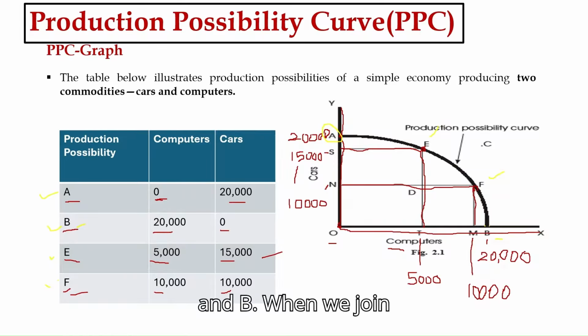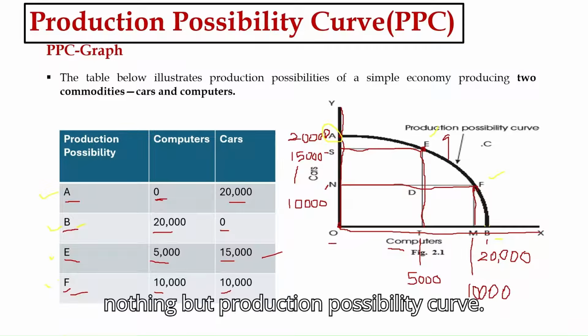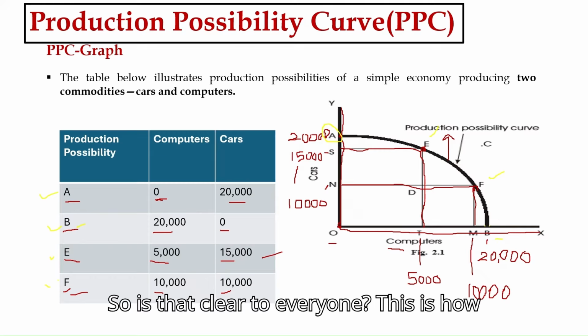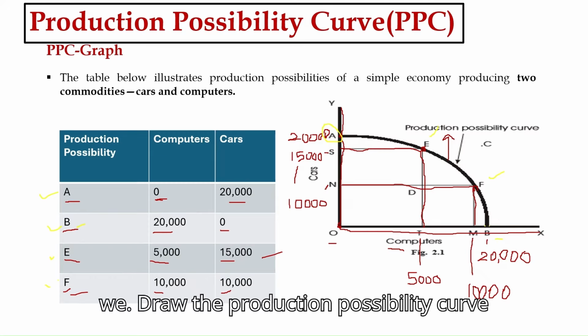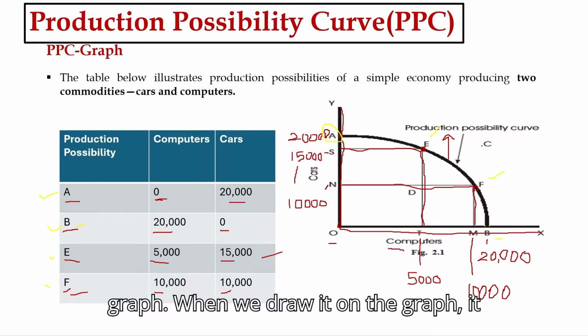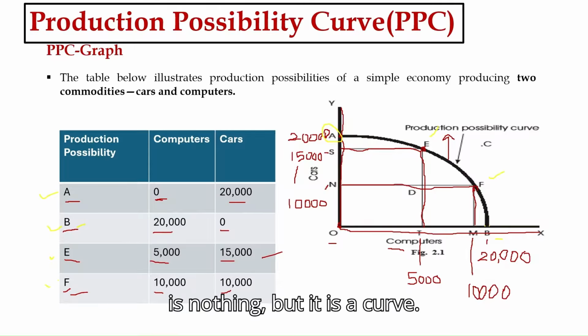When we join all these points, A, E, F and B, we get a curve. This curve is known as the production possibility curve. Is that clear to everyone? This is how we draw the production possibility curve based on the table. We draw it on the graph, and it is a curve.